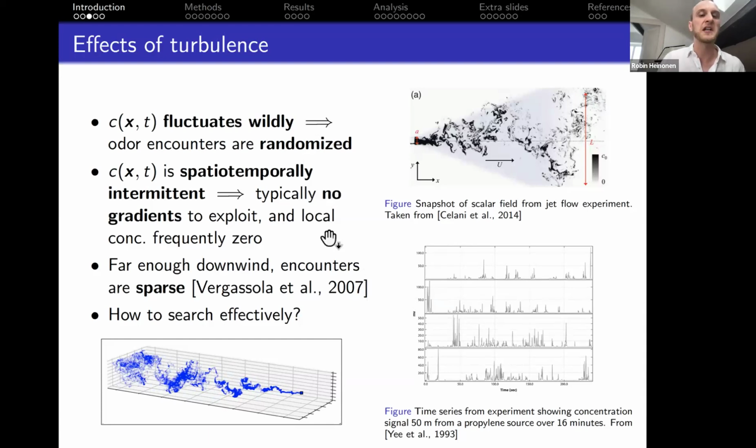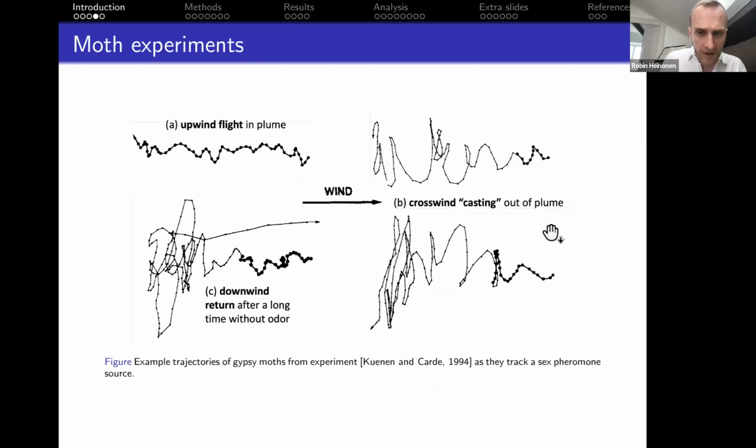and what gradients there are will not instantaneously point towards the source anyway. And this rules out any simple strategies which are based on gradient climbing. A second consequence is that frequently the local concentration will just be measured as zero. And indeed, far enough downwind, where the problem is interesting, one can show that the encounters are in fact sparse. So altogether, we have sparse, randomized encounters with the odor and no gradients, which begs the question of how one can use this information to search effectively.